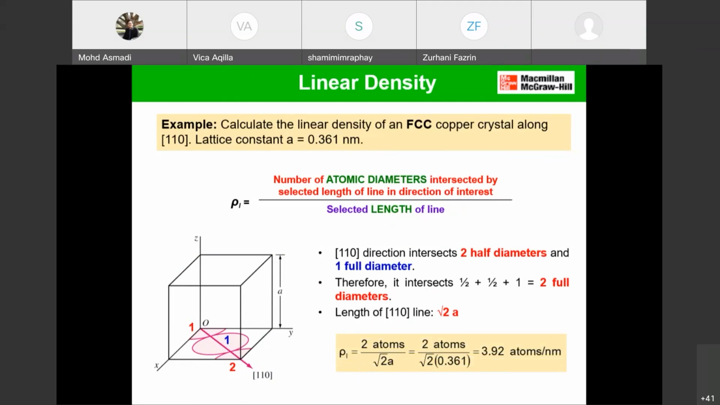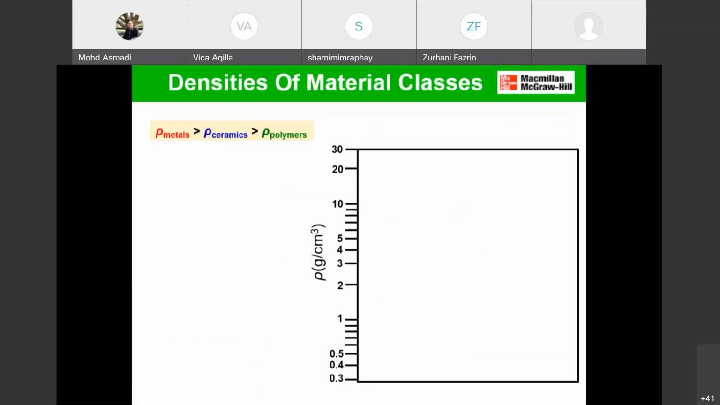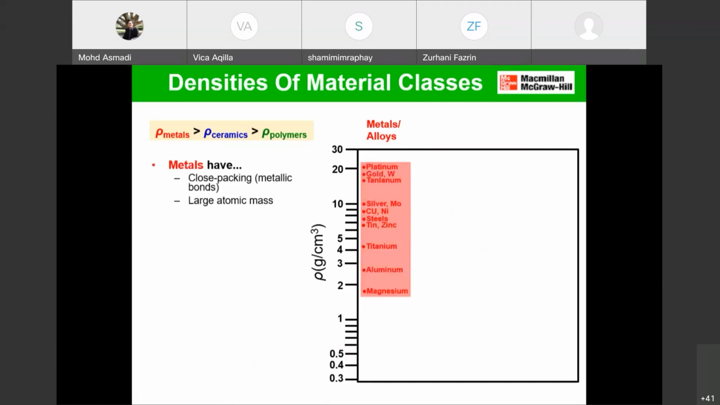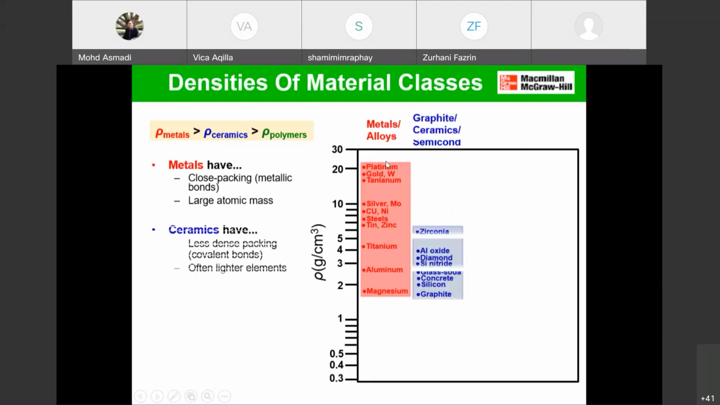So I think it's easy. Okay, last one before we stop: density of the material classes. If you look at here, the density is much greater for metals compared to ceramic and polymer. This is a type of metal because of the close packing of the metallic bond and large atomic mass. This is all the compounds or atoms that are metals or alloys. And this one is the ceramic.